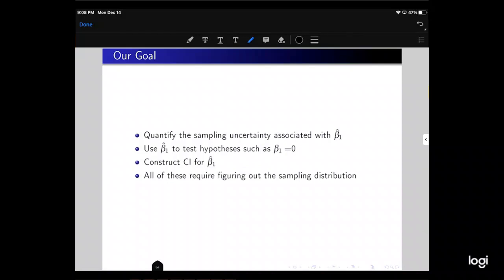So our goal is to quantify the sampling uncertainty associated with beta hat 1. What do we mean by the sampling uncertainty? Well, we're going to be doing t-stats and confidence intervals and p-values around beta hat 1. We use beta hat 1 to test hypotheses such as beta 1 equals 0, or we can set it to whatever we want, but most often our null hypothesis is going to be that the slope is equal to 0, or there's no relationship between the two variables. We can construct confidence intervals for beta hat 1, but all of these require figuring out the sampling distribution for beta hat 1.